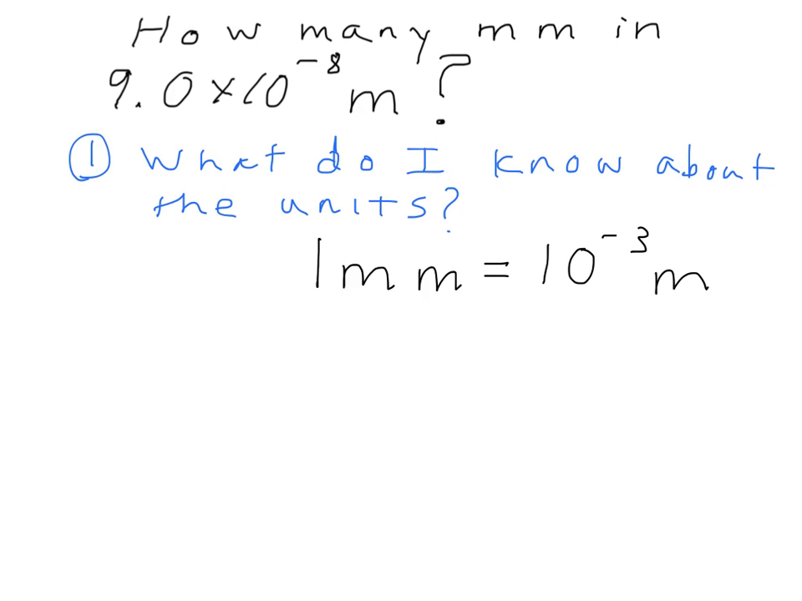Remember, I'm telling you to memorize your prefixes in such a way that 1 always goes with your prefix, power of 10 with the unprefixed unit. So 1 millimeter is 10 to the negative third units. Next, what I'm going to do is I'm going to start a line.